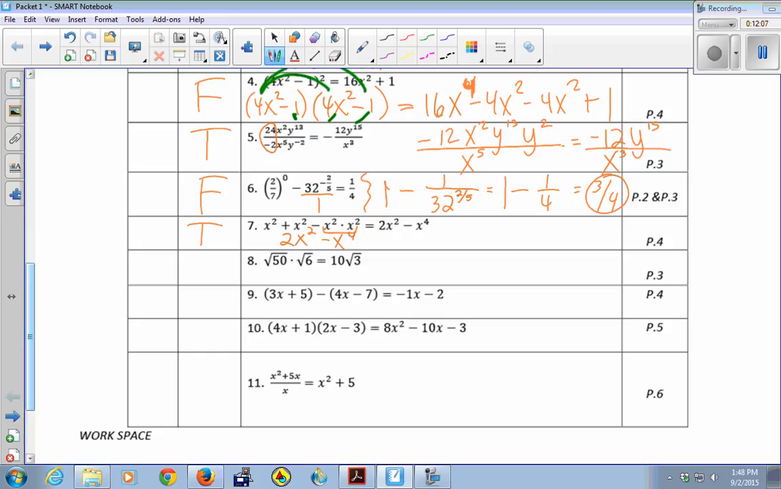When you're multiplying two radicals, like root 50 times root 6, you can actually multiply the 50 and the 6, right? So root 50 times root 6 is root 300, because 50 times 6 is 300. And then, are there any perfect square factors of 300? 100, yeah. So this becomes the square root of 100 times 3. And then what's the square root of 100? 10. So the answer is actually 10 root 3. So that's true.